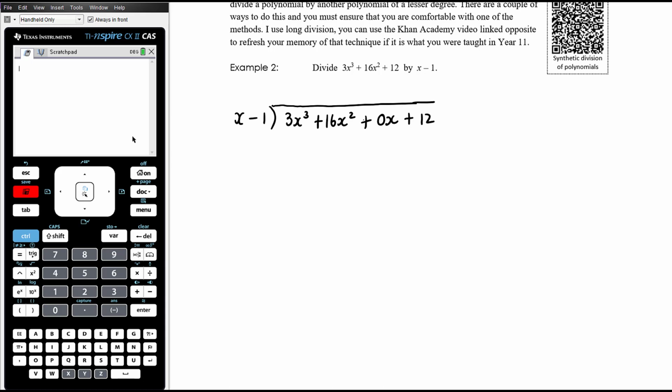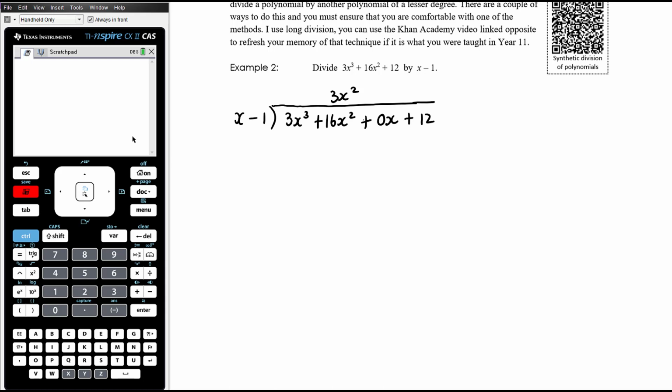Okay, so then the first thing we do is we ask ourselves, what would I have to multiply x by to get 3x cubed? Technically what we're actually doing is, what is 3x cubed divided by x? But in many situations it's actually easier to think about it as, what would I have to multiply x by in order to get 3x cubed? So that would be 3x squared.